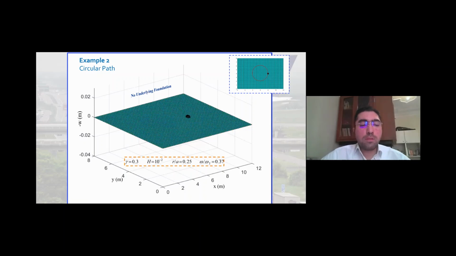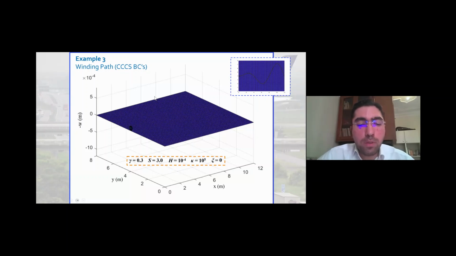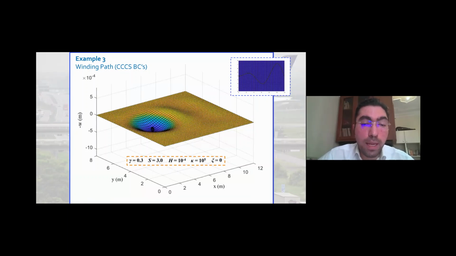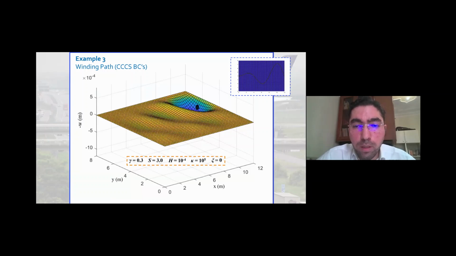Here we examine the third example where the plate's boundary conditions are such that three edges are clamped while one edge is simply supported and the moving mass follows a winding trajectory. The plate's material is also modeled as Maxwell. The trajectory equation is shown on this slide. In this video, the plate's response to the mass excitation, as you can see, is demonstrated. The plate is placed on an elastic foundation. And you can find the specifications of the plate right below this video.